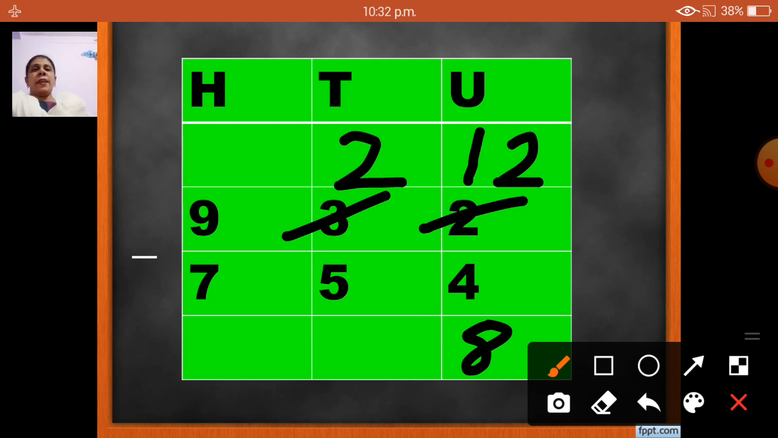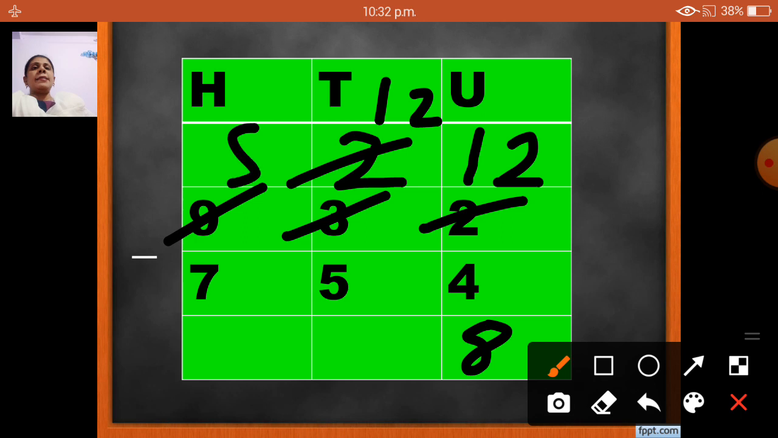Now 2 minus 5. Again 2 is a smaller number, so we will make it 12. Okay. And here we will make it 8. So 12 minus 5. After 5: 6, 7, 8, 9, 10, 11, 12. 12 minus 5 will be 7. And 8 minus 7 will be 1. So when I subtract 932 minus 754, I get my answer 178.